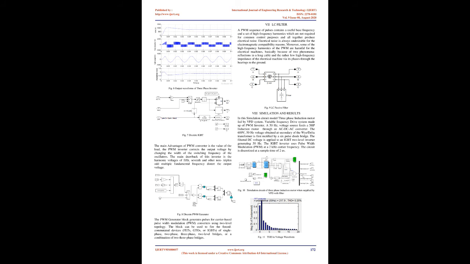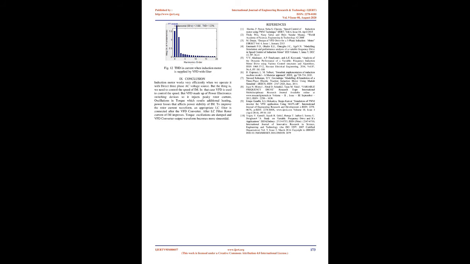7 LC Filter. A PWM sequence of pulses contains a useful base frequency and a set of high-frequency harmonics which are not required for common control purposes and altogether produce electrical noise. Electrical noise is always undesirable for electromagnetic compatibility reasons. Moreover, some of the high-frequency harmonics of the PWM are harmful for electrical machines, basically because of two phenomena: reflections in a long cable and the rather low high-frequency impedance of the electrical machine via its phases through the bearings to the ground.